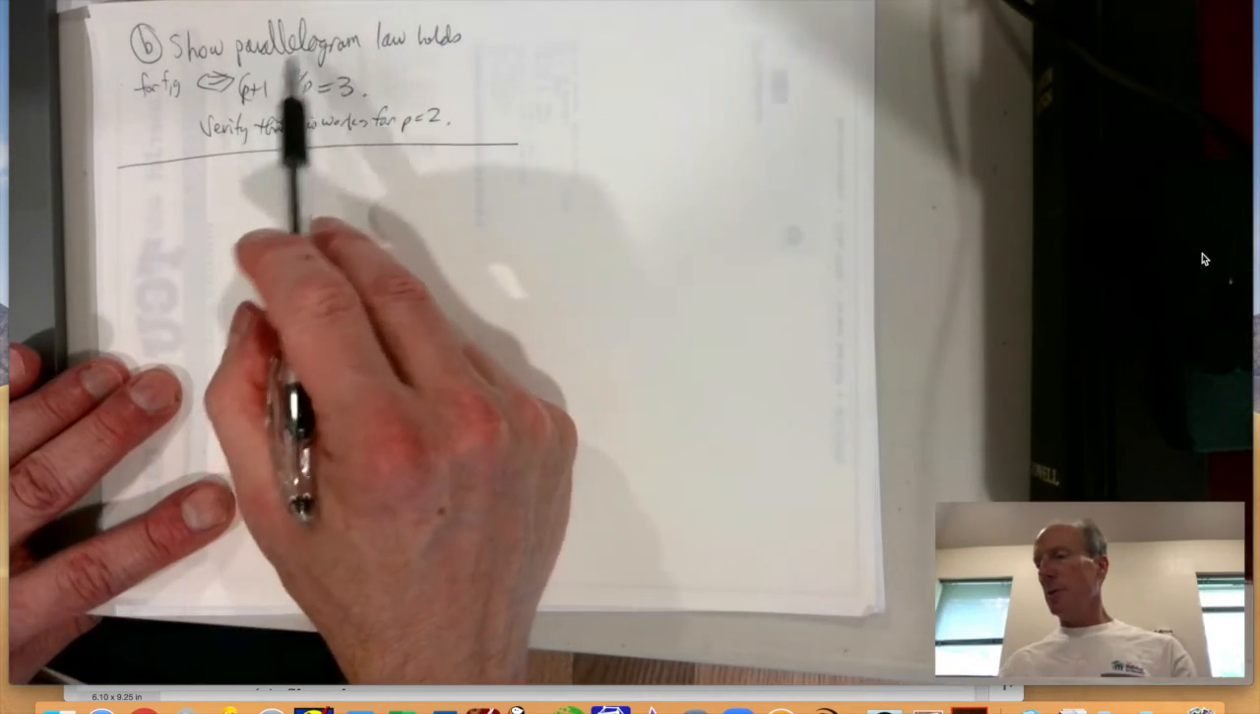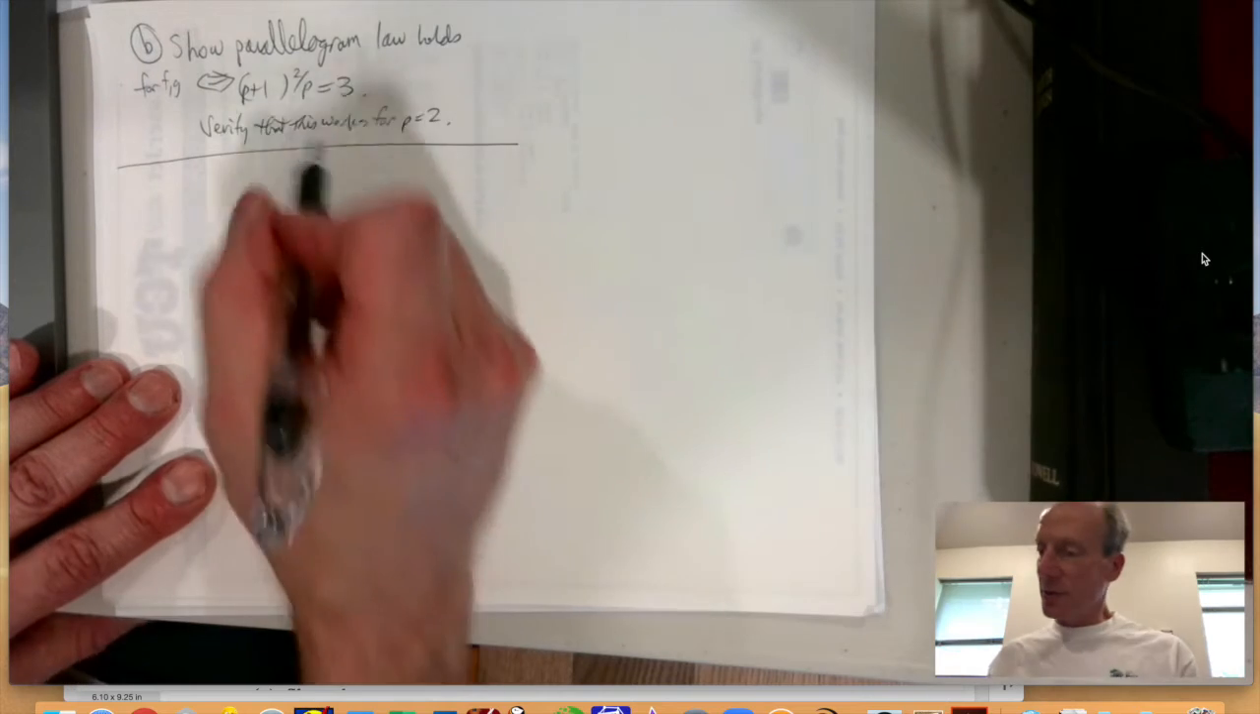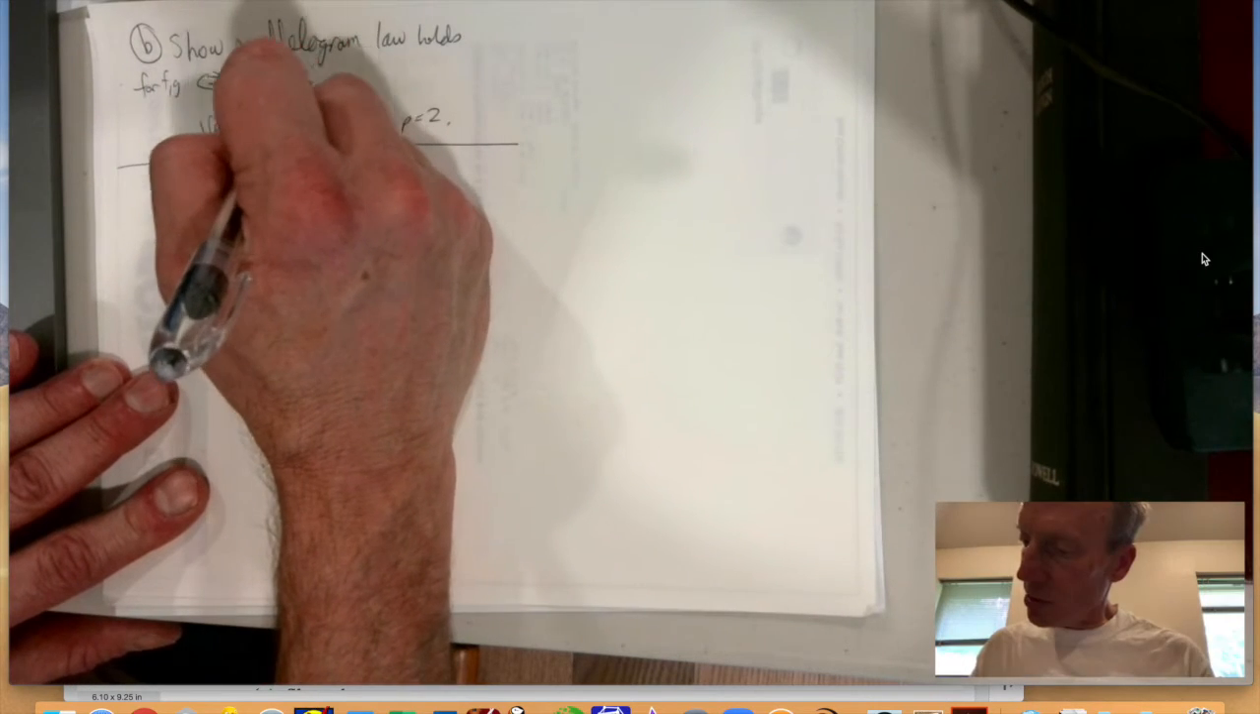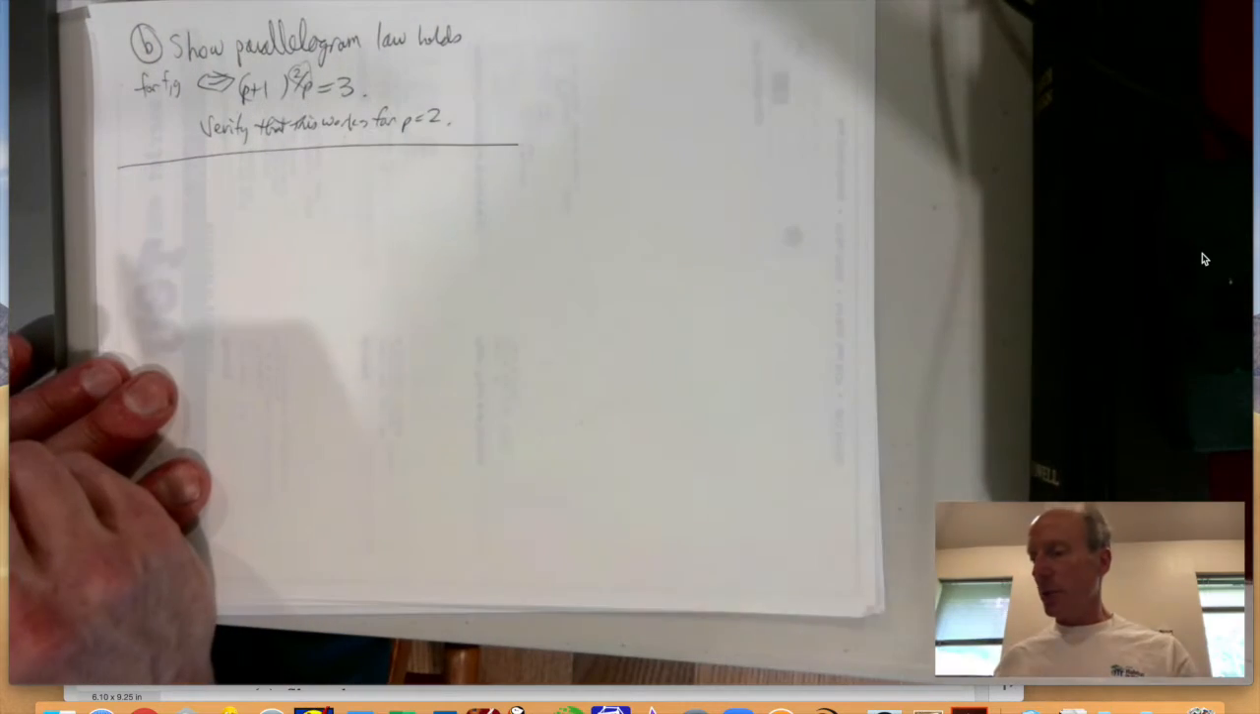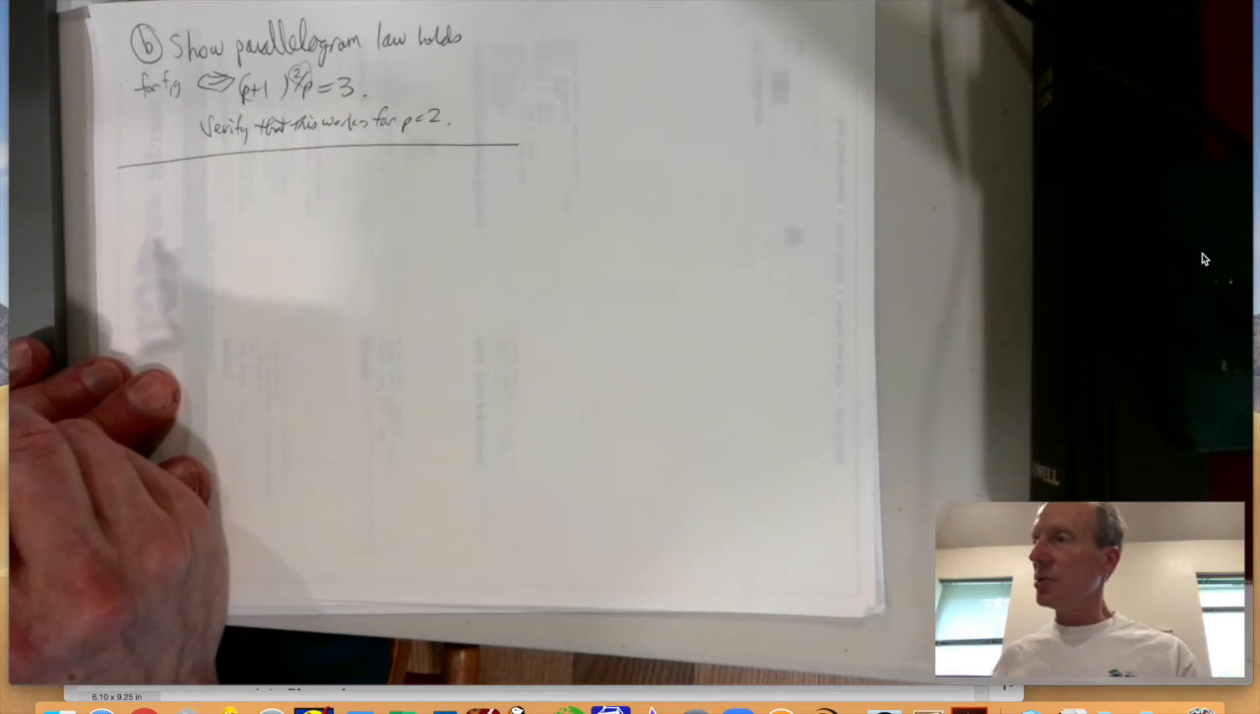We want to show that for these two functions, the parallelogram law holds if and only if this equation, p plus 1 to the 2 over p power, is equal to 3. All right, so let's check if that's true.